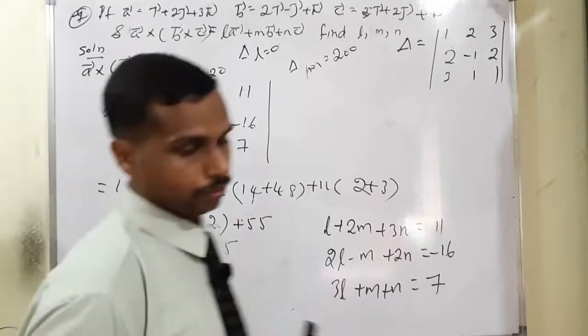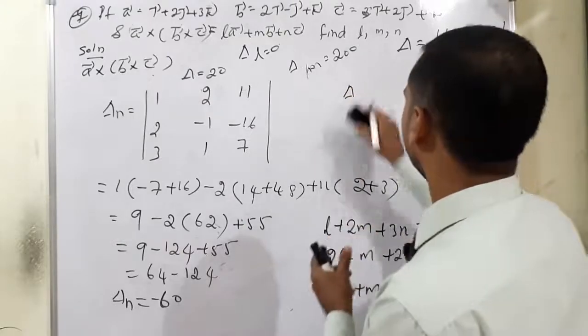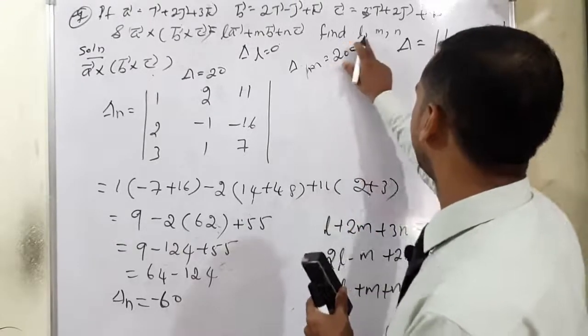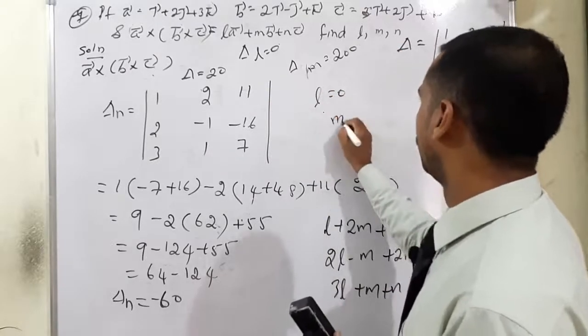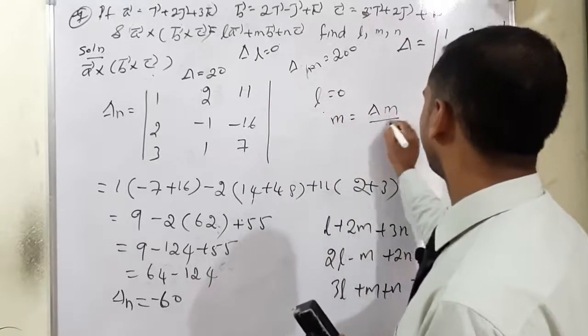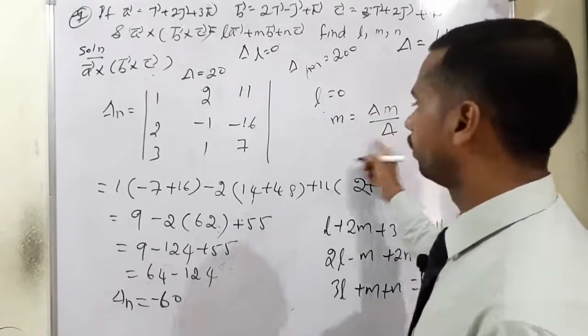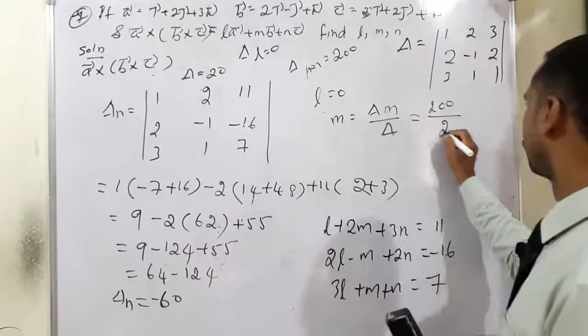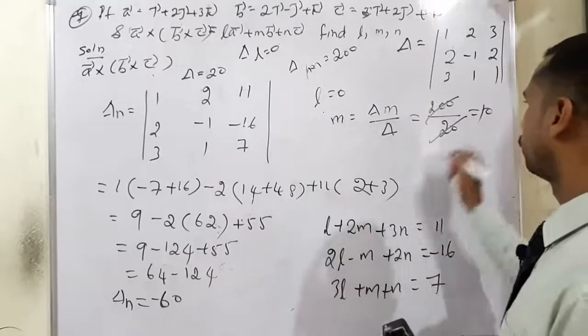n. According to the del formula, what is the formula? We need to find the values of L, m, n. Already we know the L value, so we can write it directly. L is equal to 0. Then m means del m divided by del. Del m is equal to 200. So 200 divided by del value 20. Therefore 200 divided by 20 means 10 will come. So m is equal to 10.